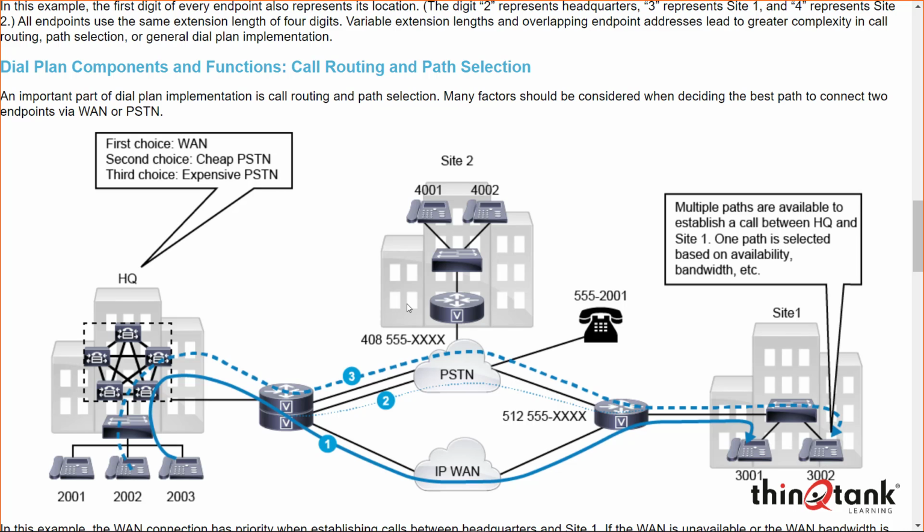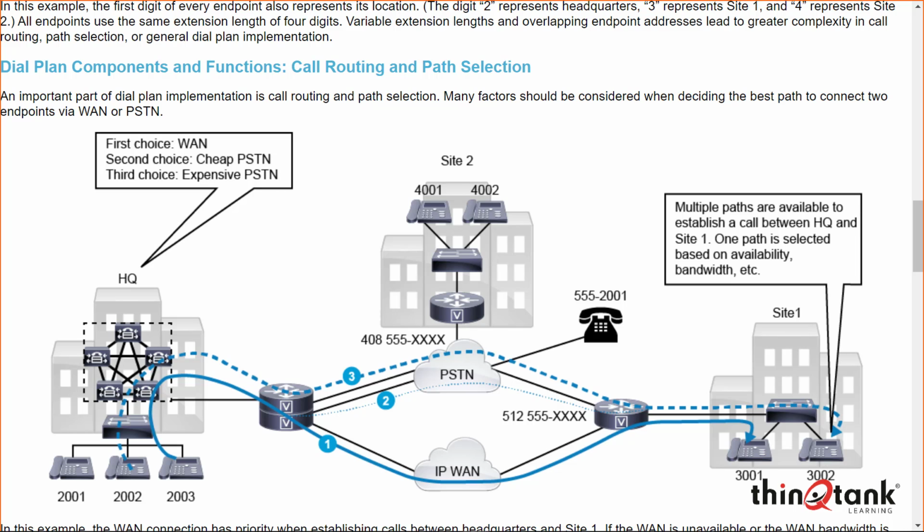But we also want to have the ability to do both, right? The WAN connection might have the priority, but if the WAN for some reason is oversubscribed or not available, I want to be able to send the call over the PSTN.